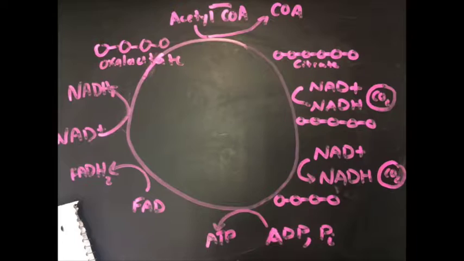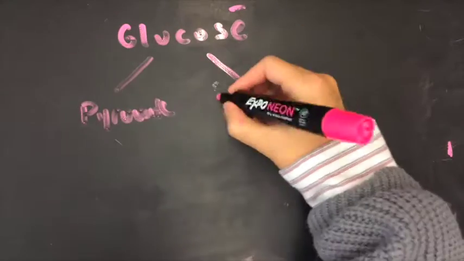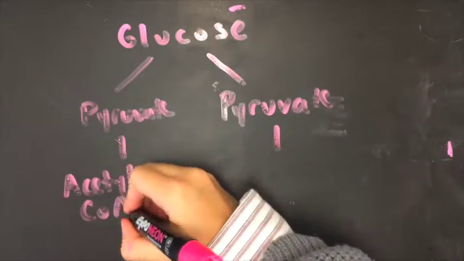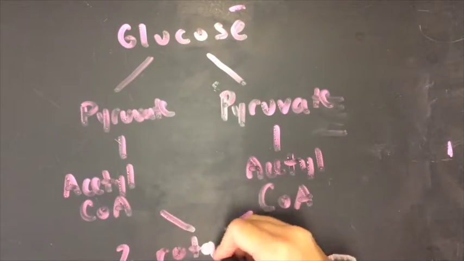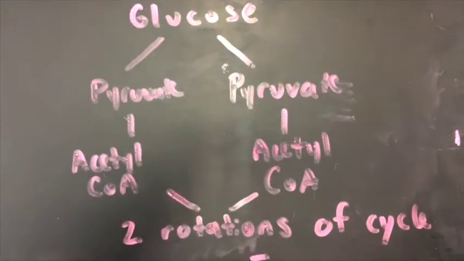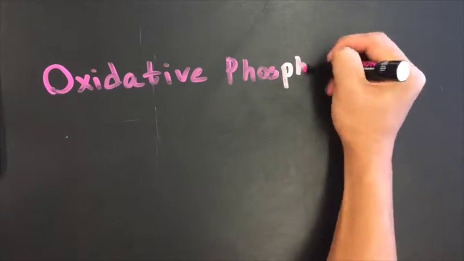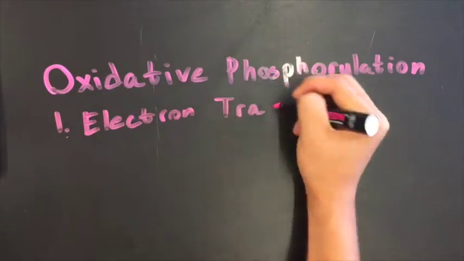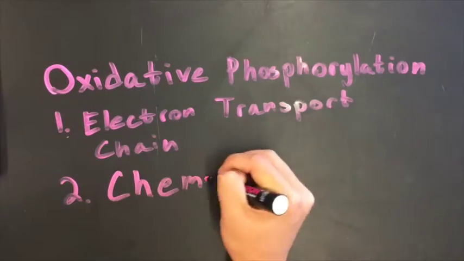So from the top, glucose creates 2 pyruvate molecules, and 2 pyruvate molecules yield 2 acetyl-CoA molecules. One turn of the Krebs cycle requires 1 acetyl-CoA molecule, so 1 glucose yields 2 turns of the whole cycle. So now we'll be talking about oxidative phosphorylation. And within that, we're going to talk about the electron transport chain and chemiosmosis.